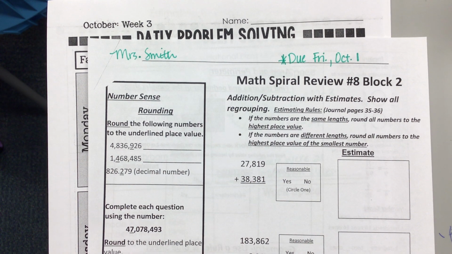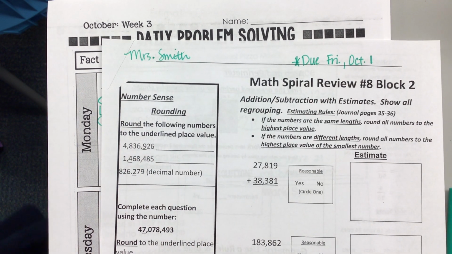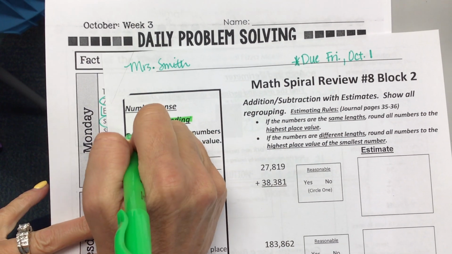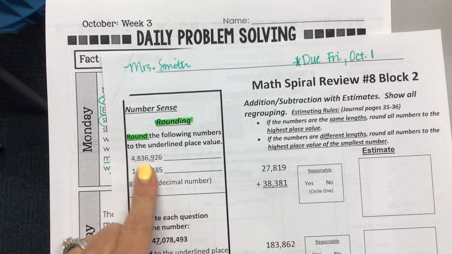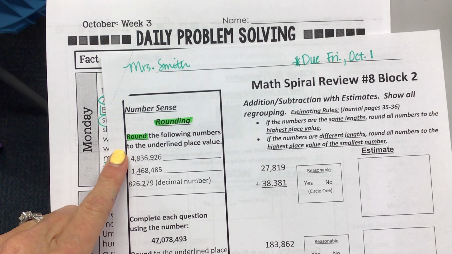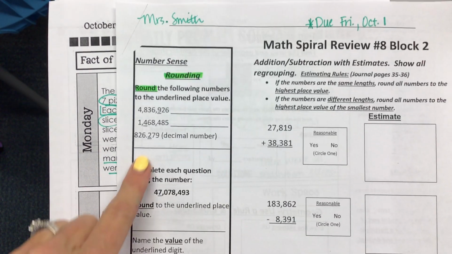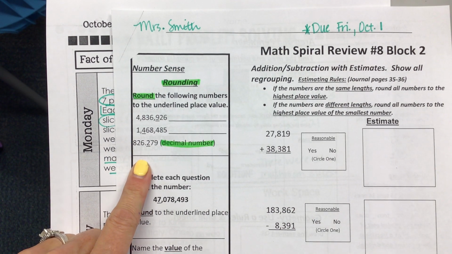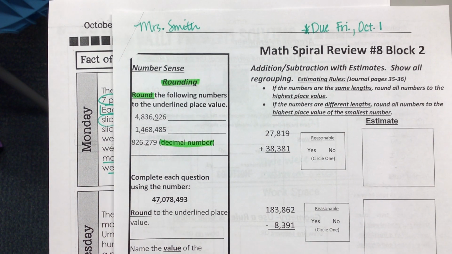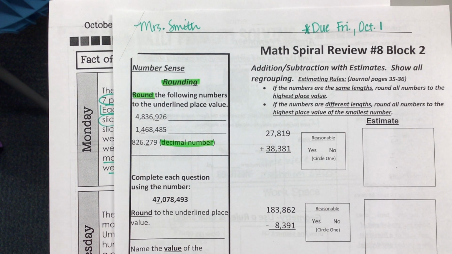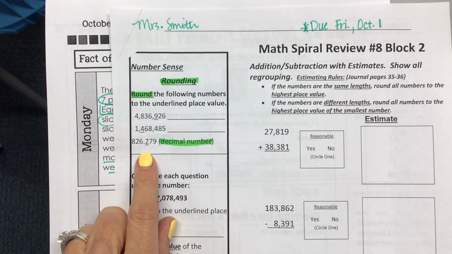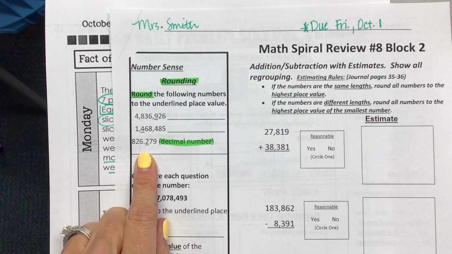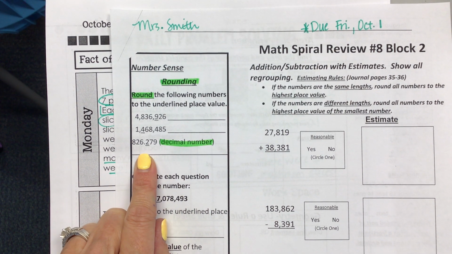Okay, in the number sense column, the first 3 are rounding. The directions say to round the following numbers to the underlined place value. Okay, now I want to look at this one. We talked about it Monday. I posted the video on Canvas, and I still had multiple people miss this one. Why? What is different about rounding decimals compared to whole numbers?